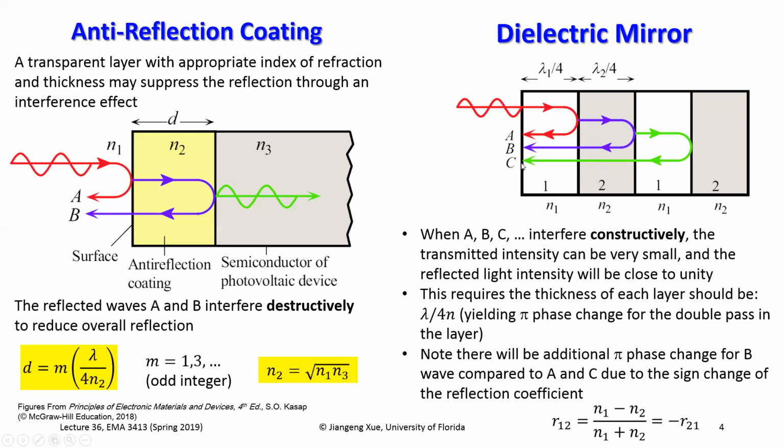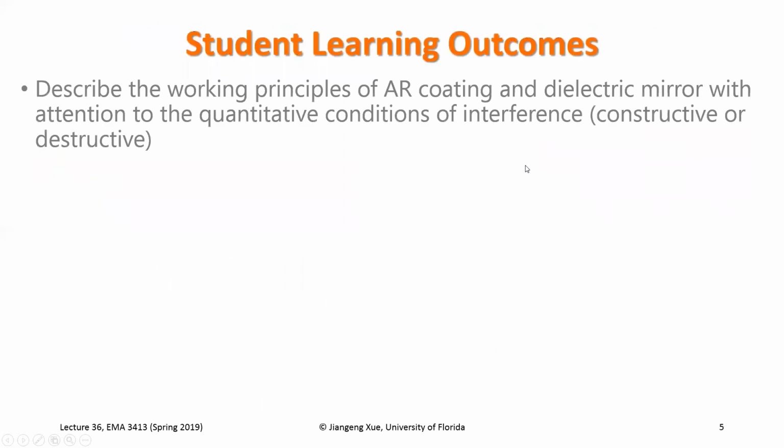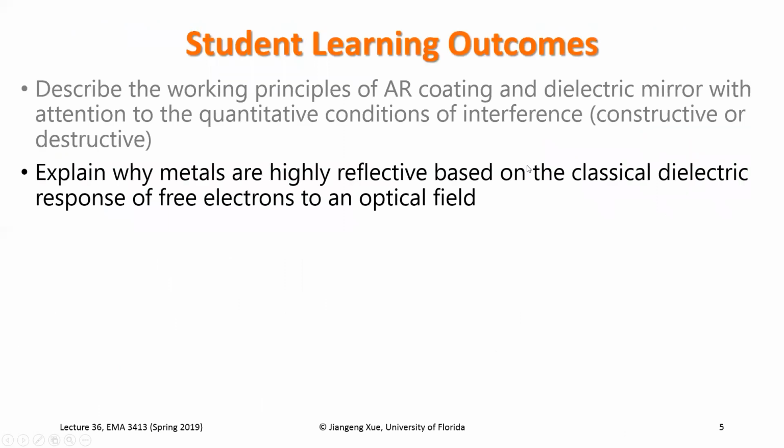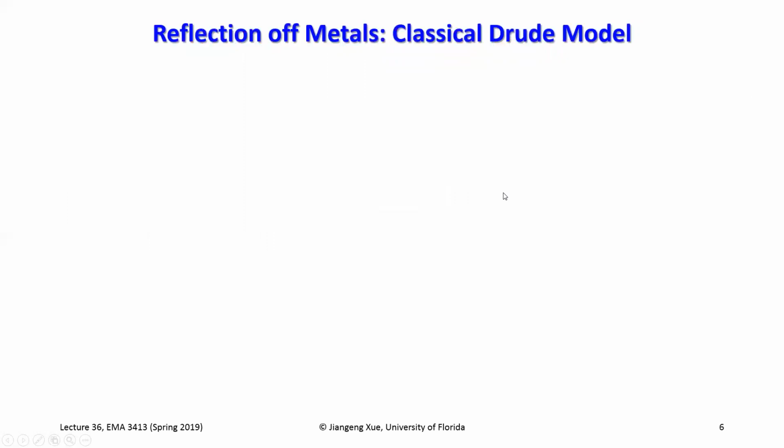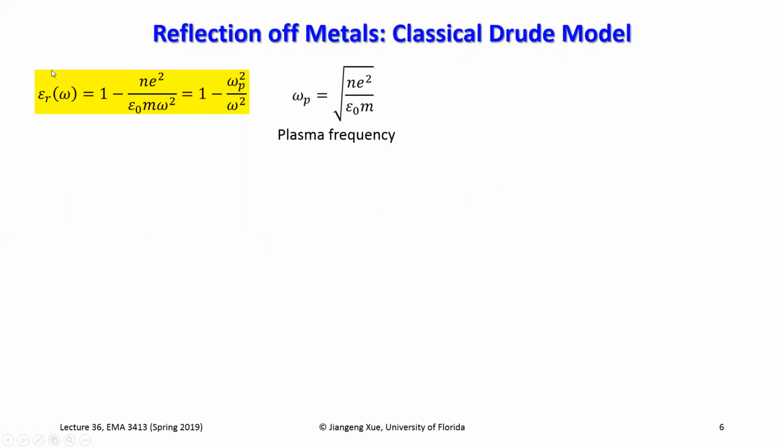The second student outcome is to explain why metals are highly reflective using the classical Drude model. Based on the classical model, we can obtain the dielectric constant as a function of frequency for these metals. In this case, 1 minus omega p squared over omega squared. This omega p is the so-called plasma frequency, which is related to the concentration of the free carriers in metals.